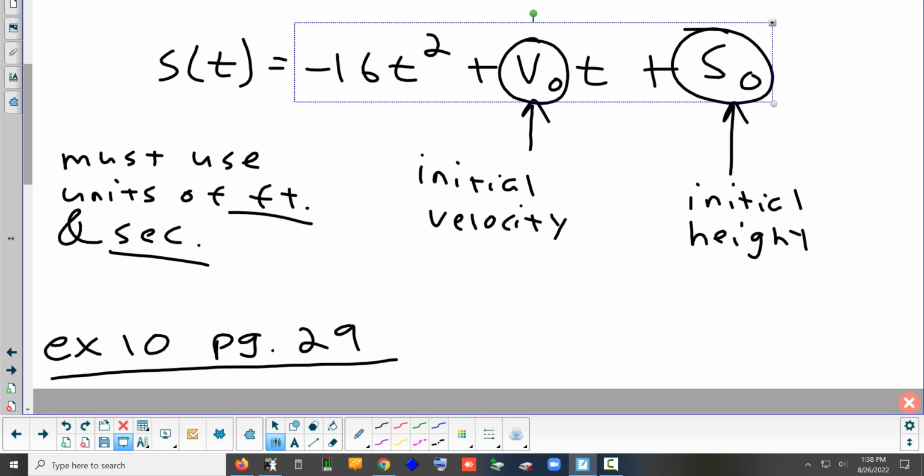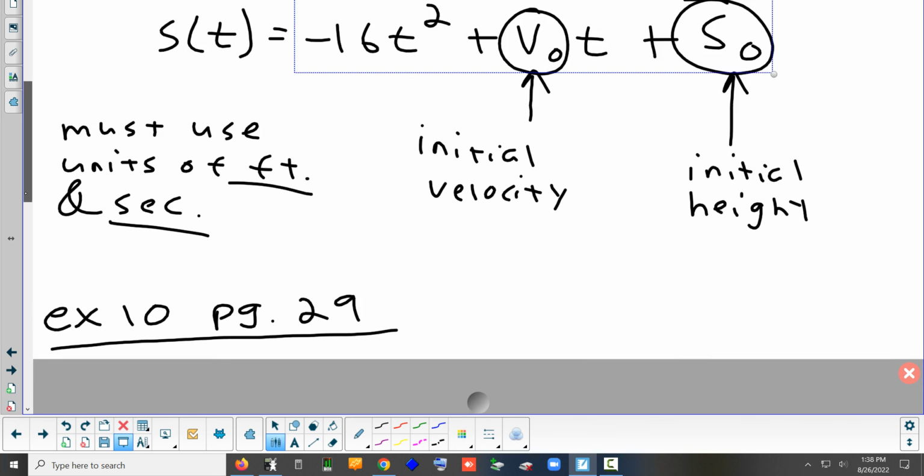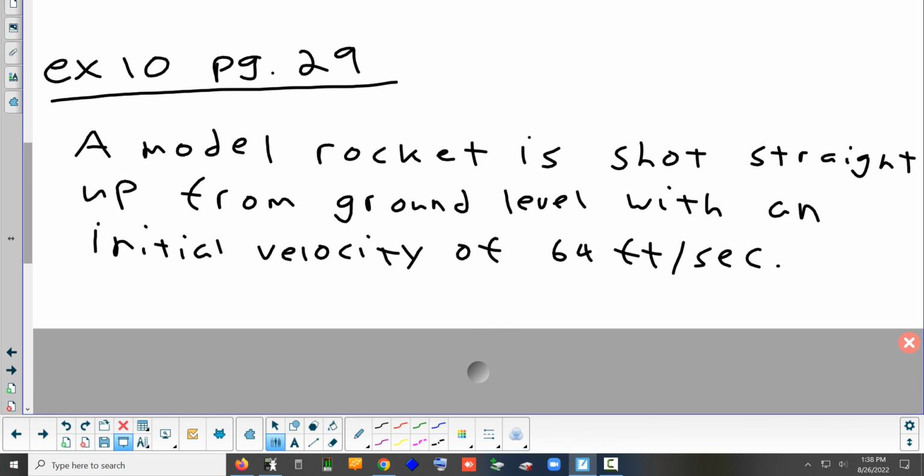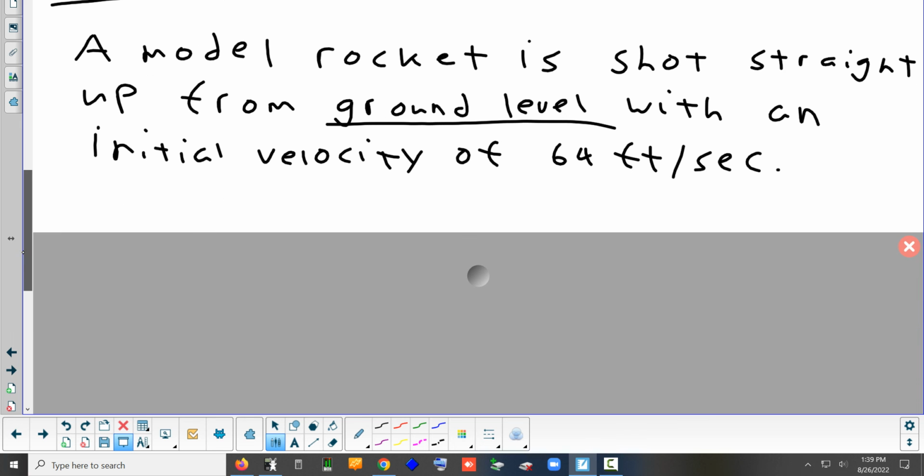Let's try an example. Everybody have the formula? Okay. So this says that we're shooting a rocket, cannon, whatever, same thing. It's shooting straight up from ground level. So this gives you a hint at the initial height. If it's ground level, how high do you think it is? 0. So we have a 0 for the initial height. Makes it a little easier.